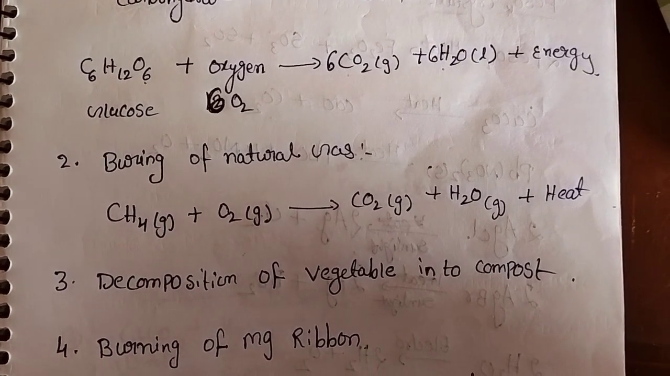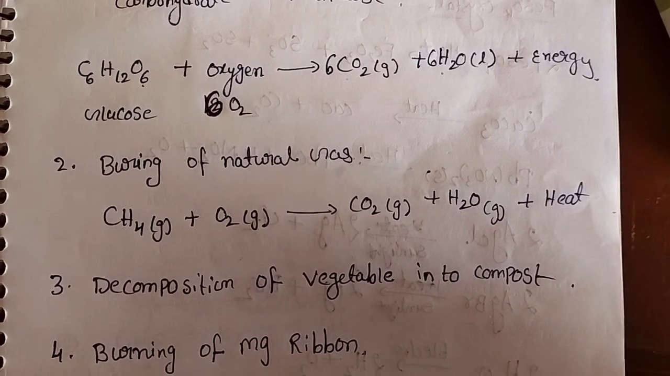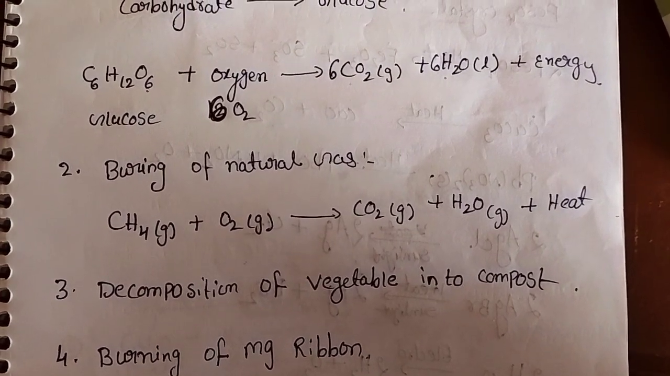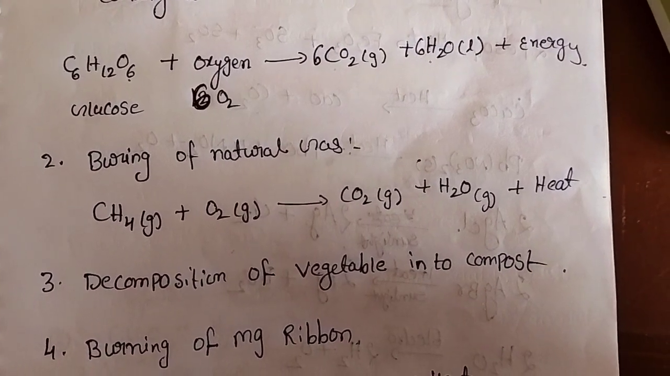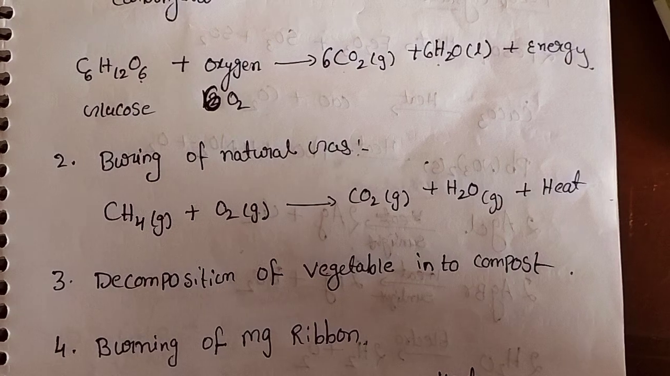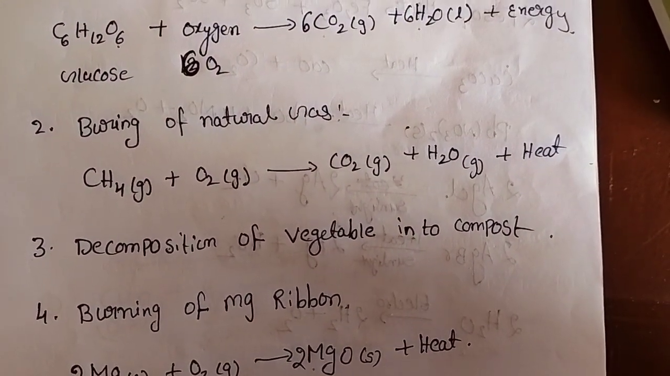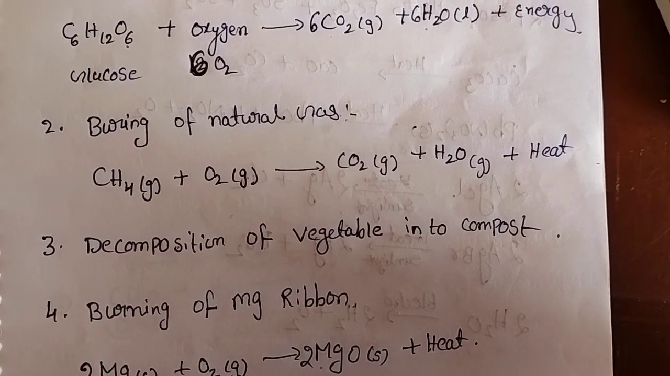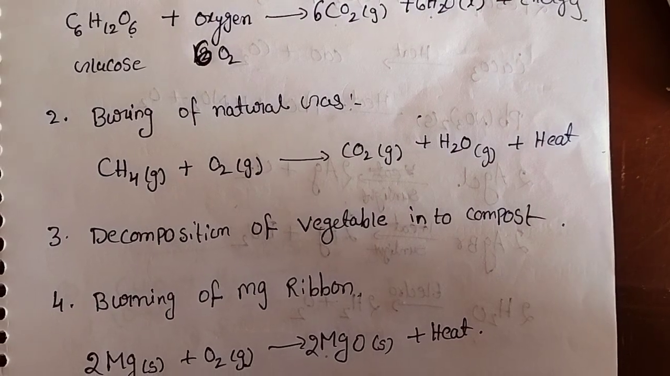Next is burning of natural gas, which is methane. CH4 gas is combined with atmospheric air, which is oxygen O2. They will give carbon dioxide gas and water along with the heat. Likewise, next example is decomposition of vegetable matter into compost. This is one example of an exothermic reaction.